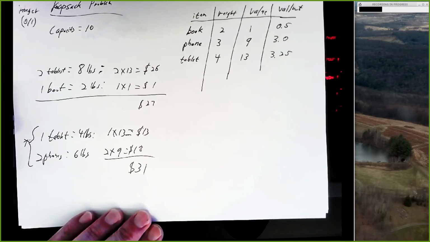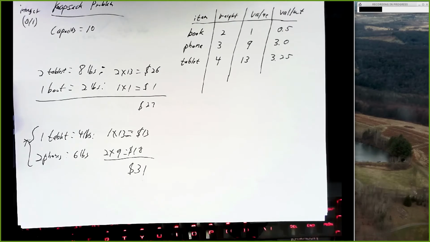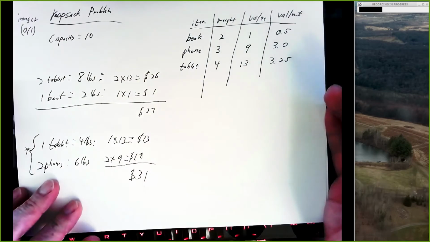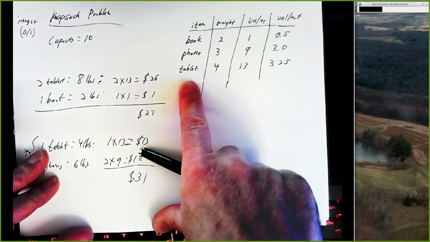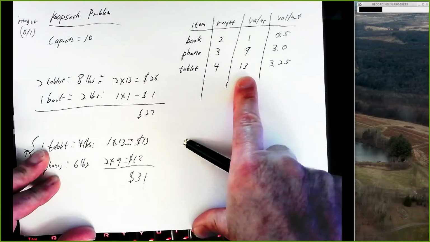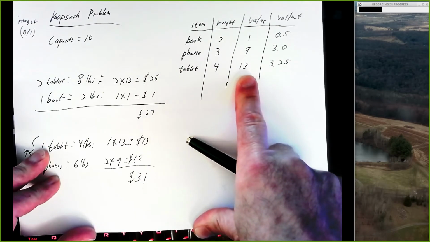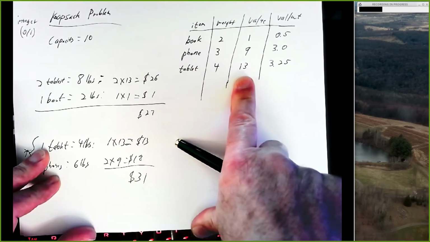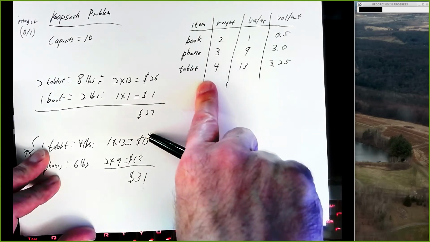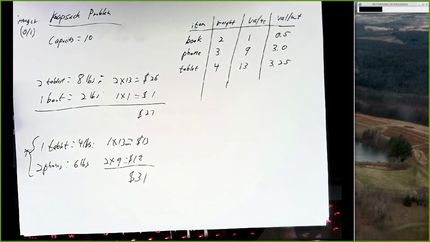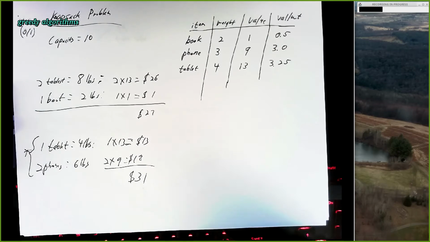So here's the situation. If these were bulk items, if we could take half a tablet, for example, we would take 2.5 tablets. $13 each. 2 times that would be 26, plus 6.5 would be $32.50. That would be our best solution. And there's times when that kind of approach will work. All right, that's called a greedy algorithm.